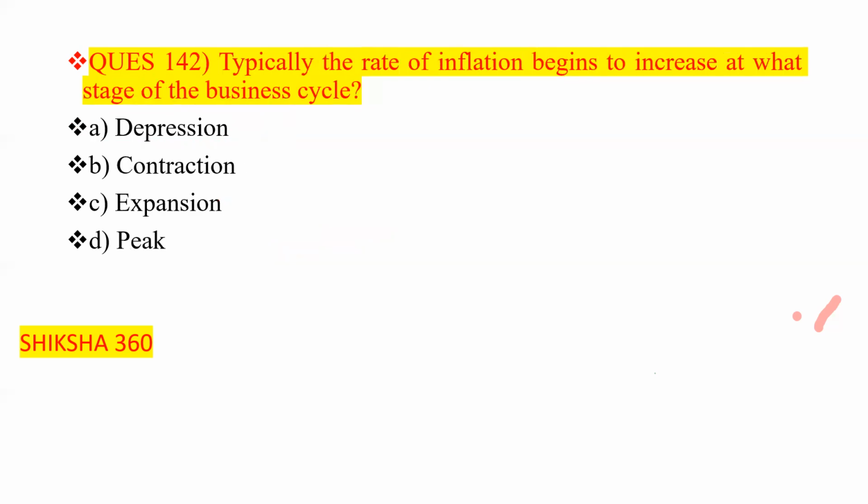Now move to the next question. Typically the rate of inflation begins to increase at which stage of the business cycle? Depression, contraction, expansion, and peak. Basically it begins to increase.